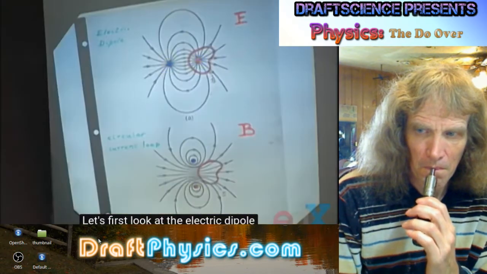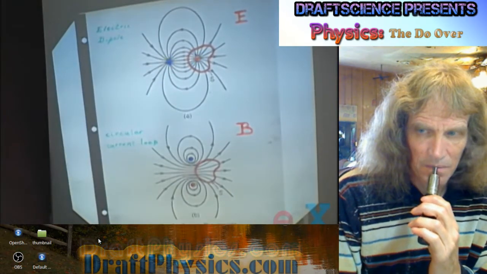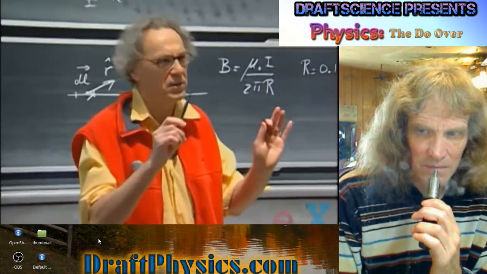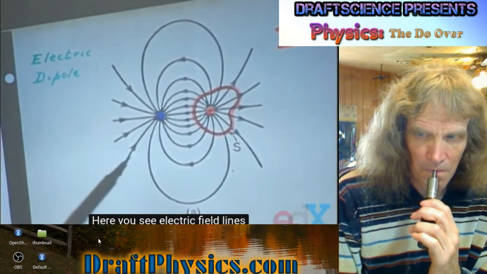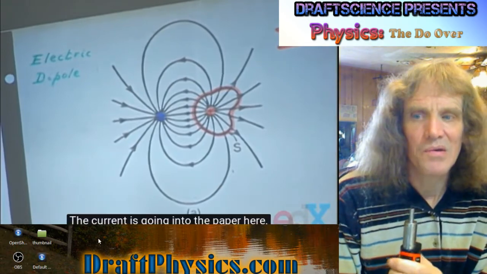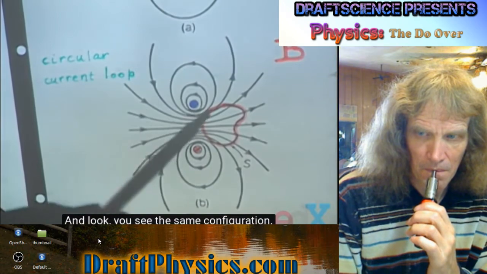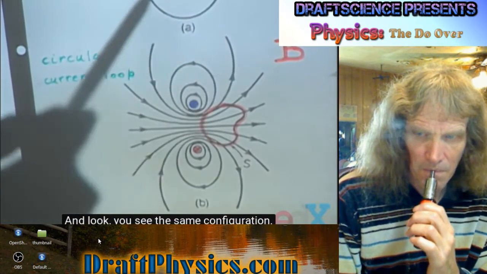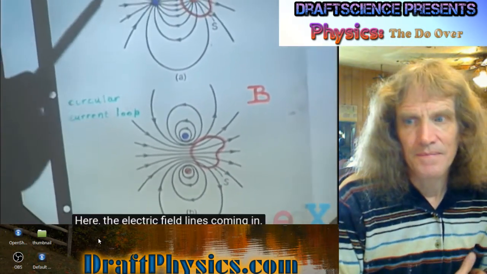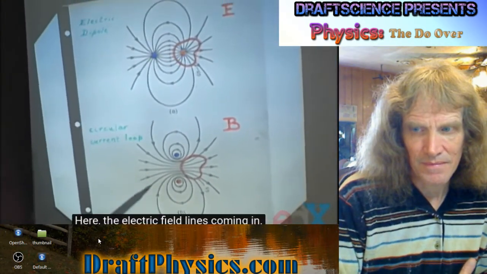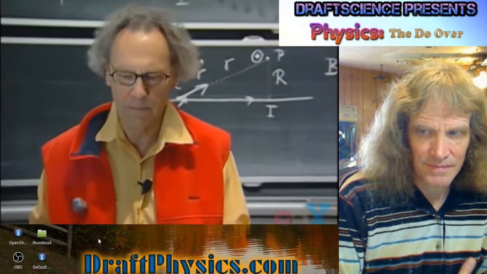Let's first look at the electric dipole that you see up there. This is a positive charge, this is a negative charge. Don't look anywhere near the charges. Don't look in between the charges. Look far away. Here you see electric field lines, and you see them here. Now look at your current loop here. The current is going into the paper here, coming out of the paper. It is a loop. And look, you see the same configuration. Field lines, field lines. This goes like so. This one goes like so. Here, the electric field lines coming in. Magnetic field lines are coming in. Electric field lines are going out. Magnetic field lines are going out. They look very similar.